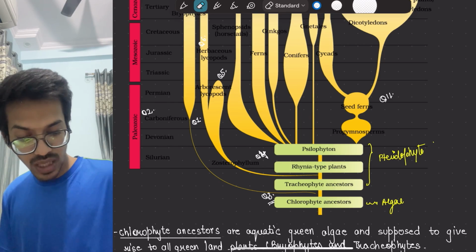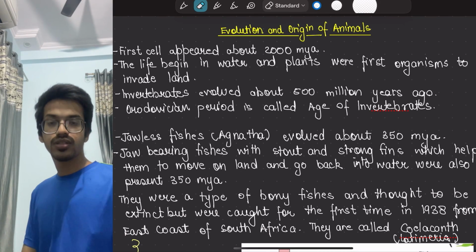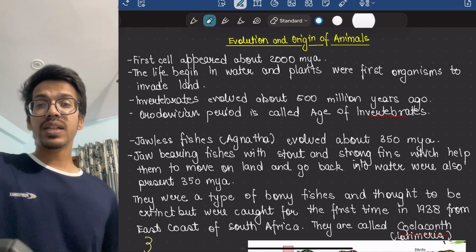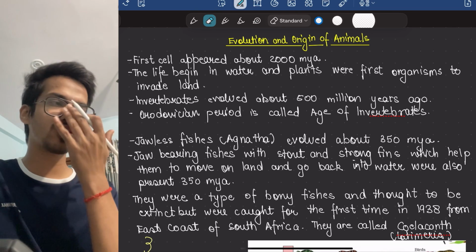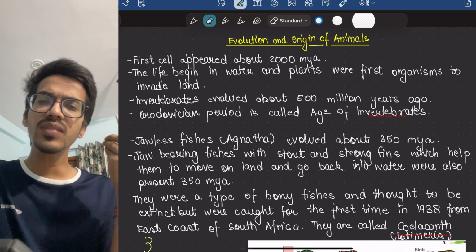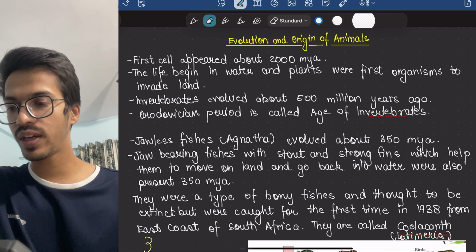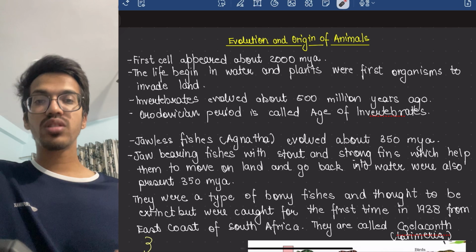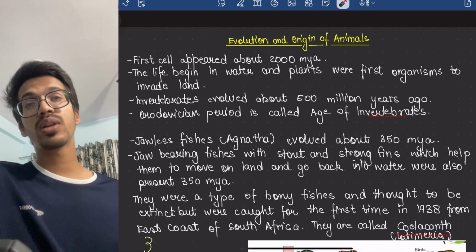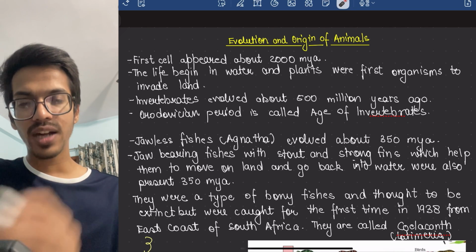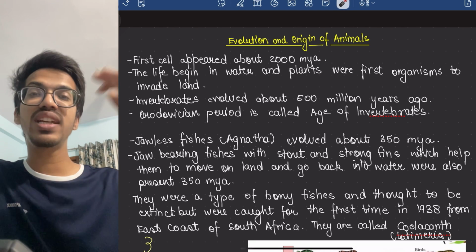And the next thing that we are going to come up with is animal evolution. Okay, so in animal cases, what basically happened is that the first cell is not considered as anything. The first cell appeared around 2000 million years ago. MYA means million years ago. But if someone asks where life begins, it begins in the water, because of the prebiotic soup which we have talked about. And the first organisms are believed to be plants, because plants are photoautotrophs, and they actually invaded the land first.